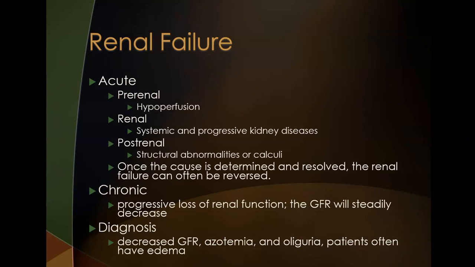And so either way, the diagnosis of renal failure is you see a decreased glomerular filtration rate, an azotemia, so the high BUN, and in this case BUN and creatinine in the blood, oliguria, that is, they quit making urine or very, very little urine is made, and of course edema, because they're not making urine, so there will be swelling and stuff.